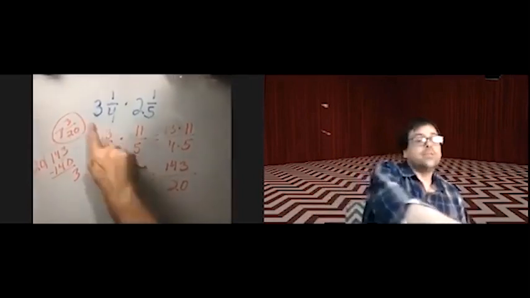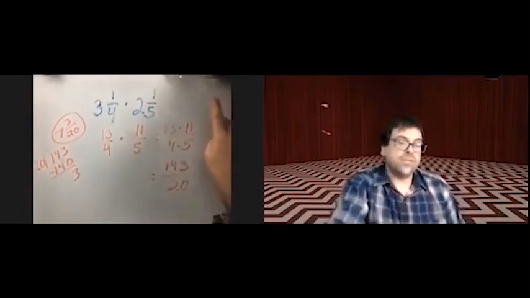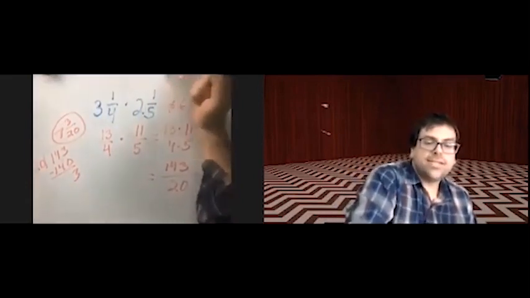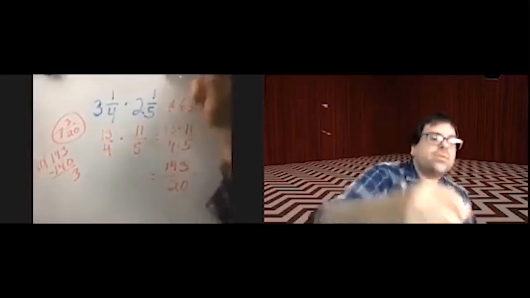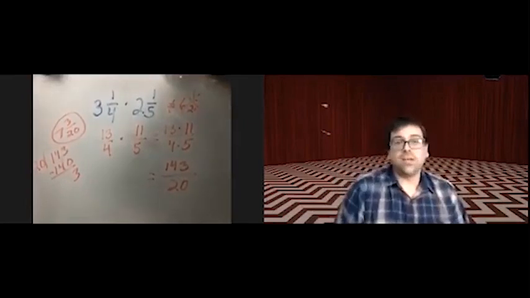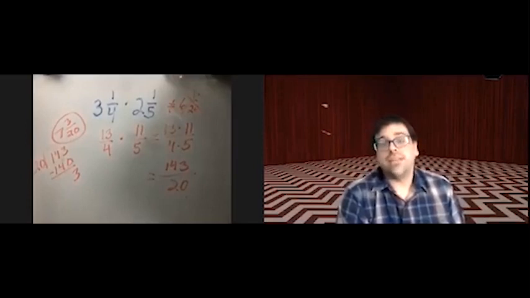Not 3 times 2 is 6. 1/4 times 1/5 is 1/20. It's not 6 1/20. Absolutely not. Never. You cannot multiply the whole numbers, multiply the fractions, and get the correct answer. The only correct answer is 7 3/20.